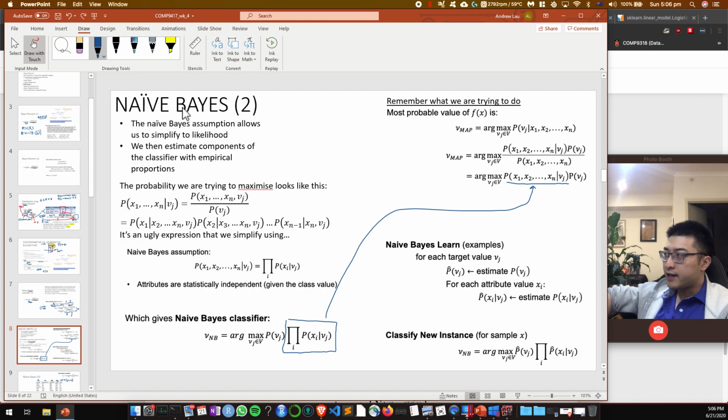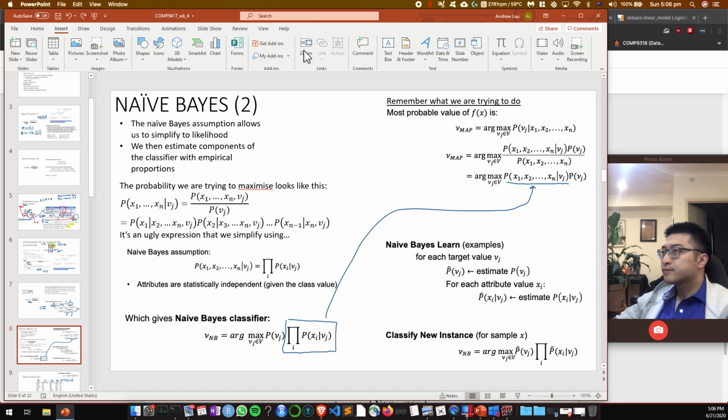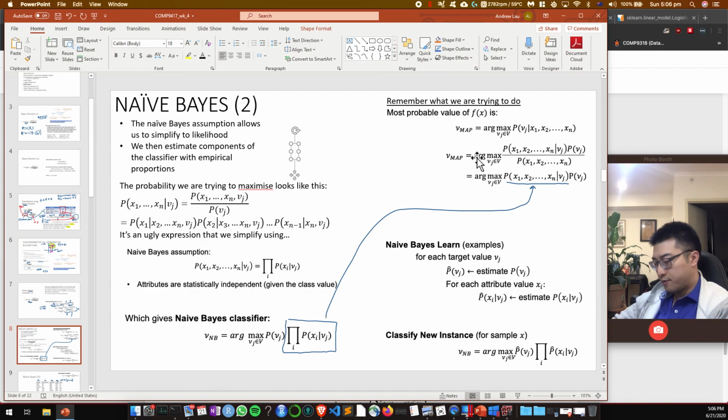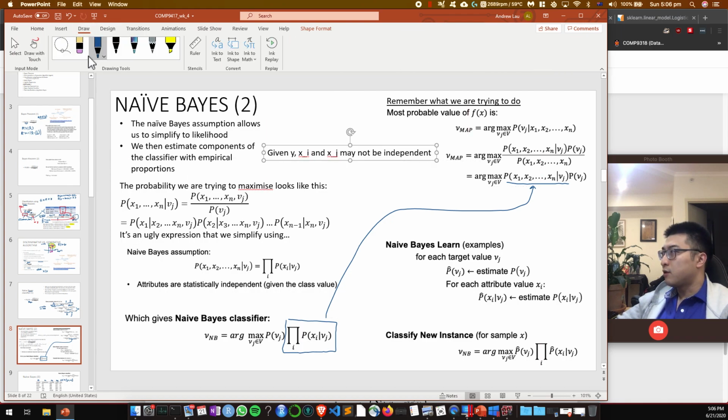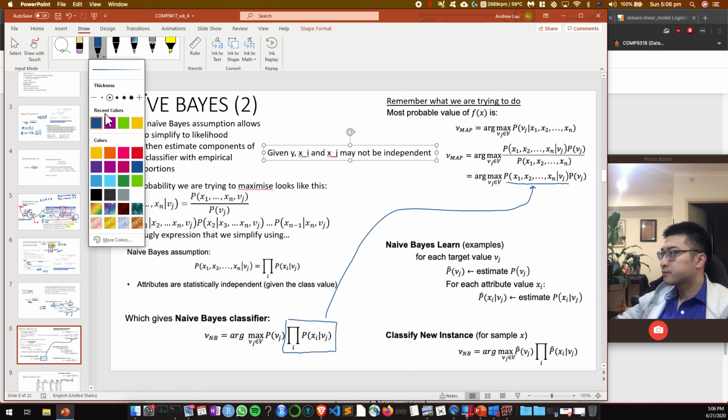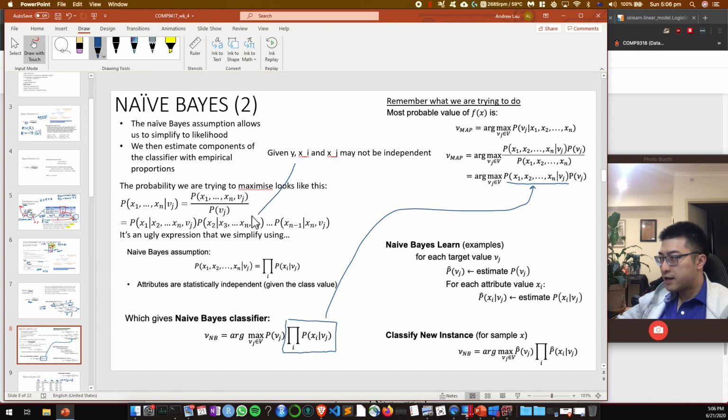So I guess you could say, because the problem is, given say y, xi and xj may not be independent, which is why you have this long expression here. If you want to break up this joint probability into separate conditional ones, it'll look like this, which is an ugly expression.